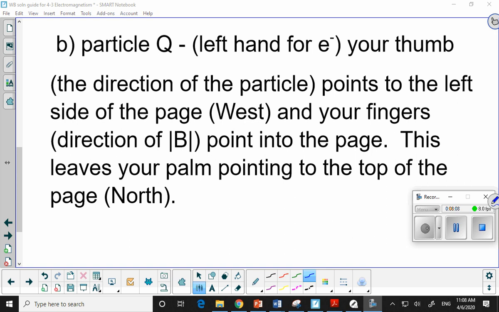Again, use the left-hand rule for electrons. Your thumb, direction of the particle, points to the left side of the page, which is, again, west. Your fingers, the direction of the magnetic field, are pointing into the page. Leaves your palm pointing towards the top of the page, which we've identified as north. So take a few seconds to copy that down, hit pause.